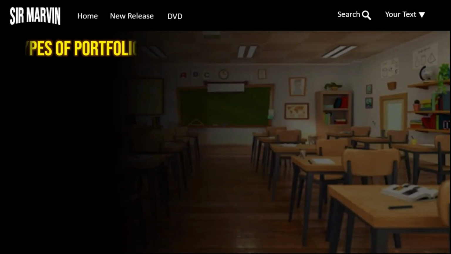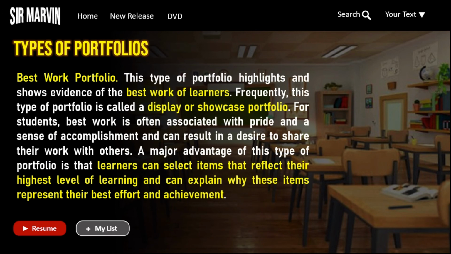So we have types of portfolio. So first one, we have the best work portfolio. This type of portfolio highlights and shows evidence of the best work of learners. Frequently, this type of portfolio is called a display or showcase portfolio. For students, best work is often associated with pride and a sense of accomplishment and can result in a desire to share their work with others. A major advantage of this type of portfolio is that learners can select items that reflect their highest level of learning and can explain why these items represent their best effort and achievements.